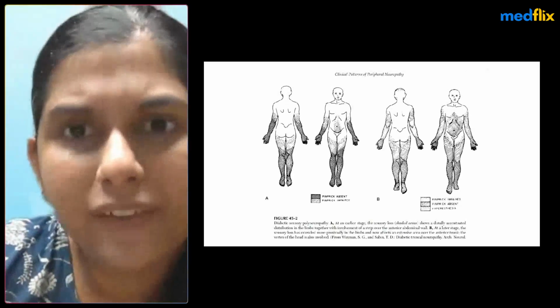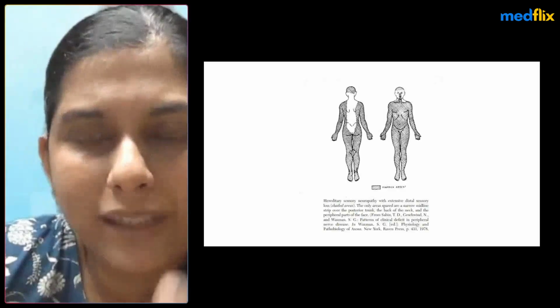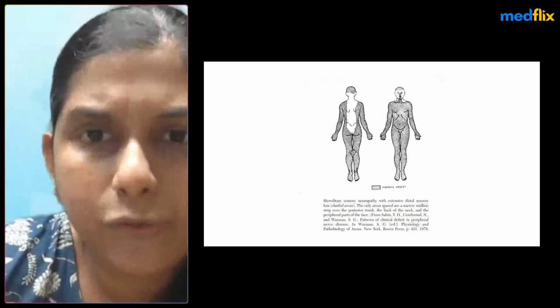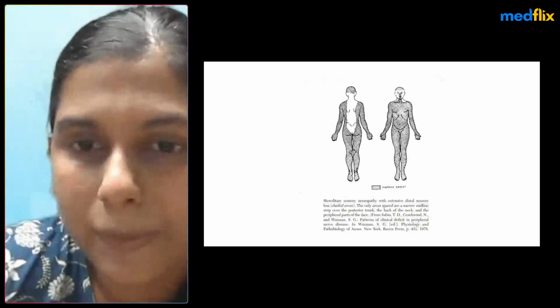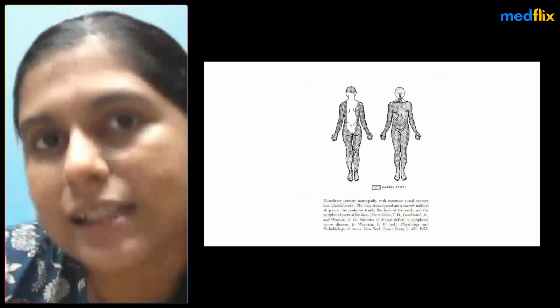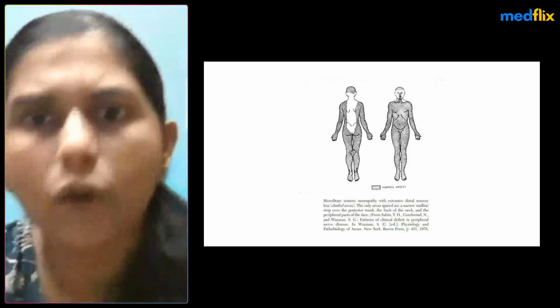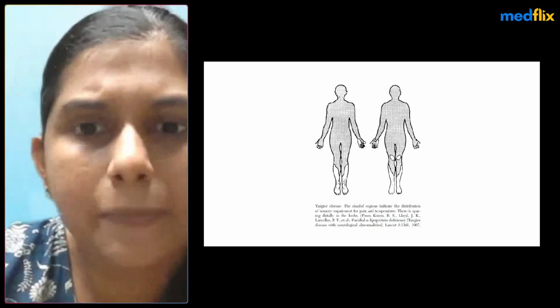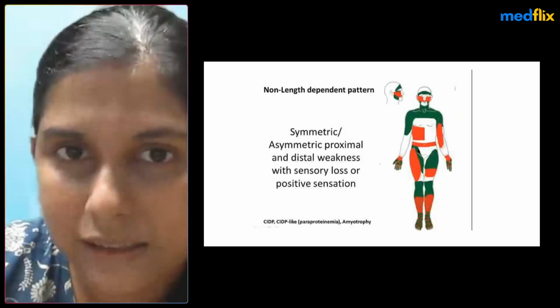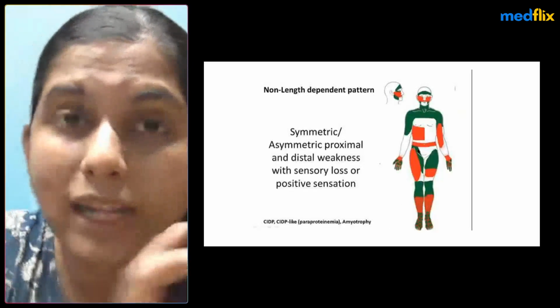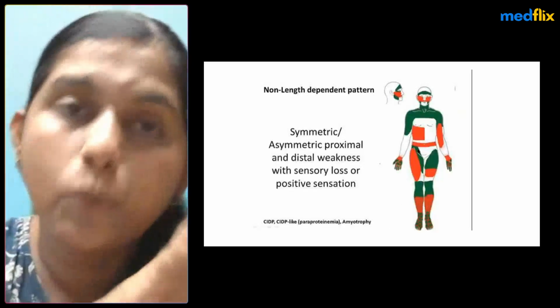And this is what we classically see in diabetic peripheral neuropathy. This is another example of the pattern seen in hereditary sensory neuropathy with extensive distal sensory loss. And we can see that only an area of the body is spared. This is how it is in Tangier's disease. So that was the length dependent pattern, the most commonly encountered one.